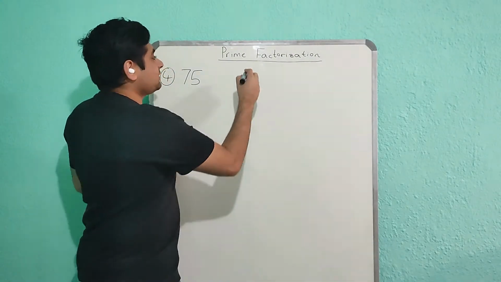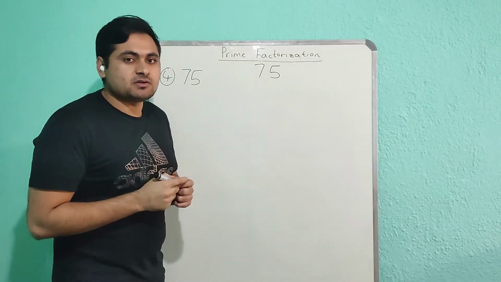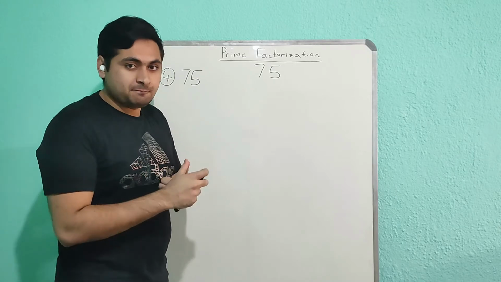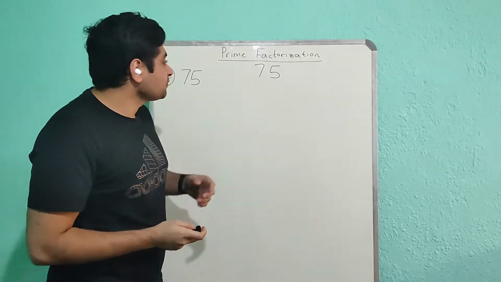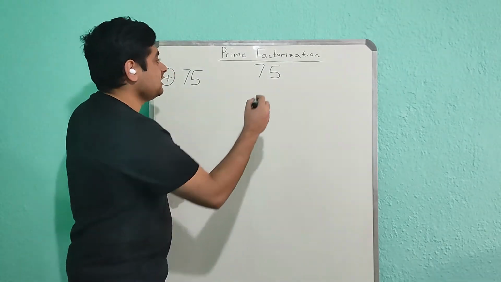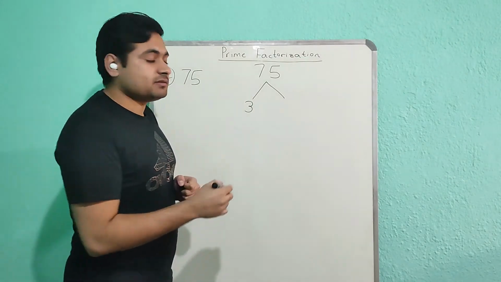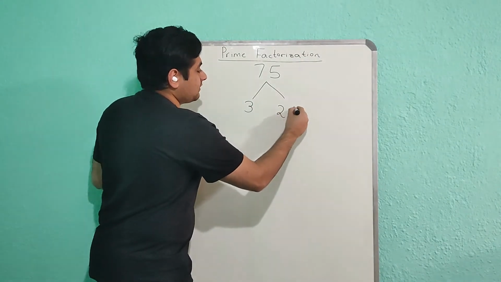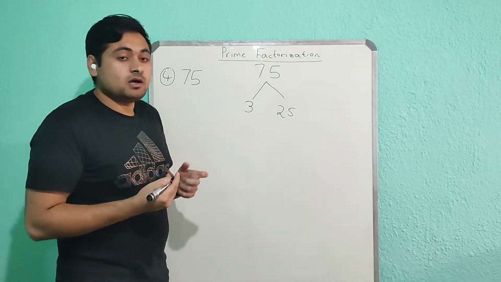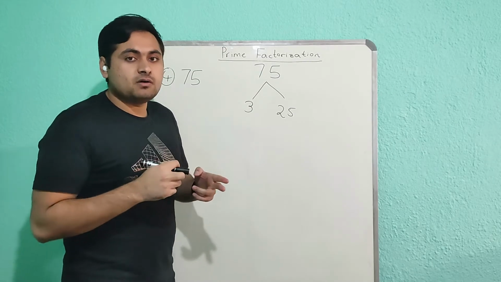So, what are the prime factors of 75? As you can see, 75 is an odd number because it ends with a 5. So, this can either be divided by 3, 5, 7 or 9. Can 75 be divided by 3? If you punch it in your calculator, yes, it can be. If we divide 75 by 3, we get 25. Is 25 an even number or odd number? It's an odd number. So, it is divisible by either 3, 5, 7 or 9.